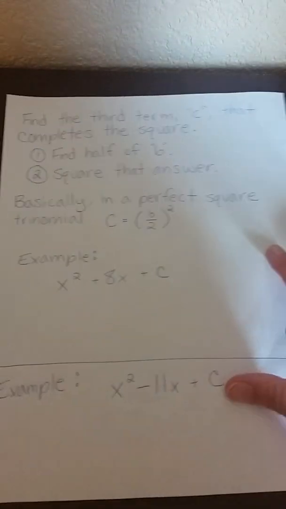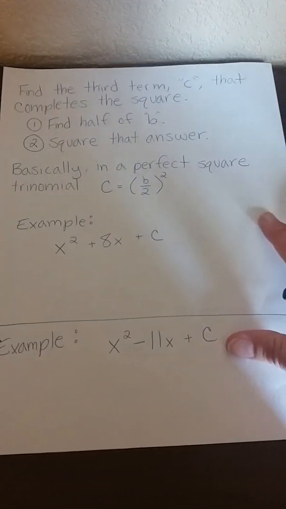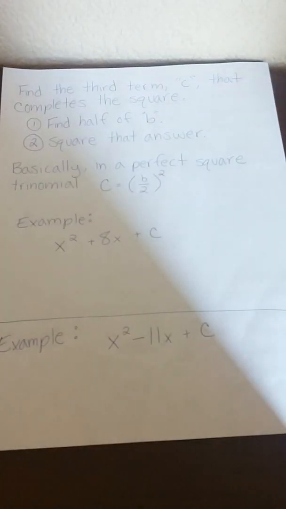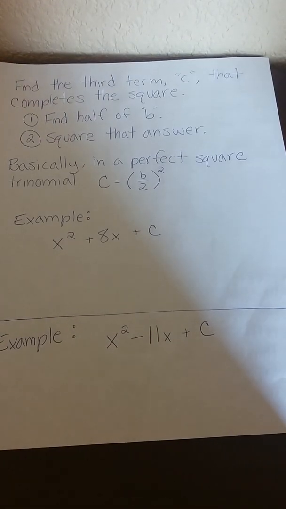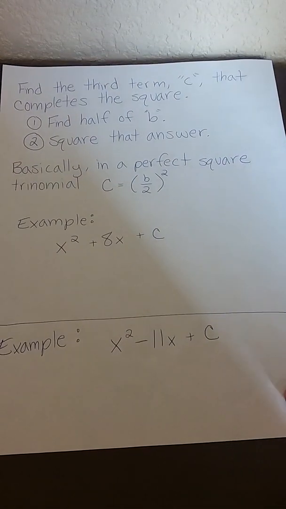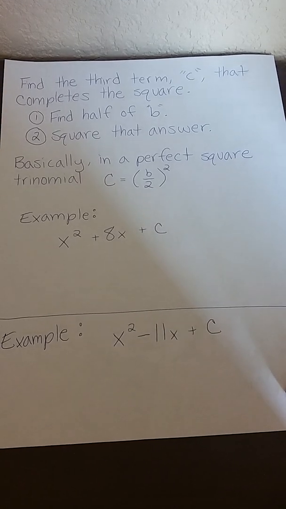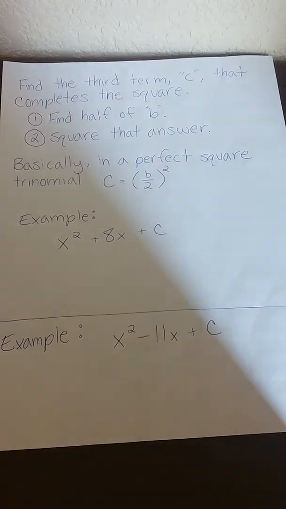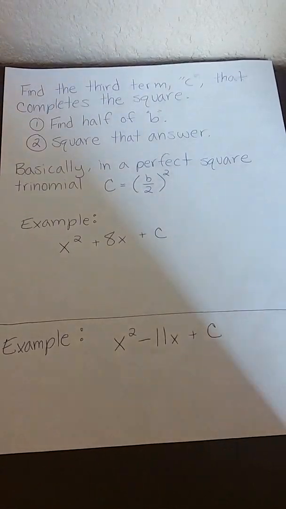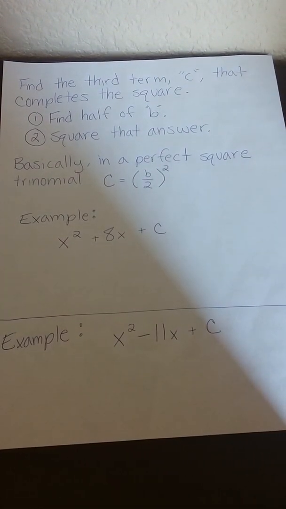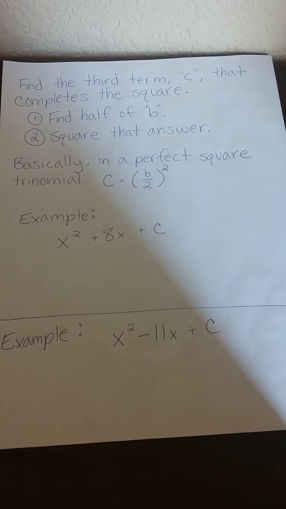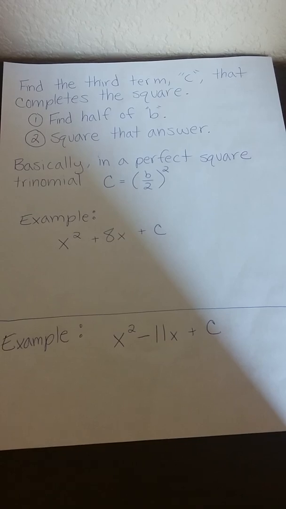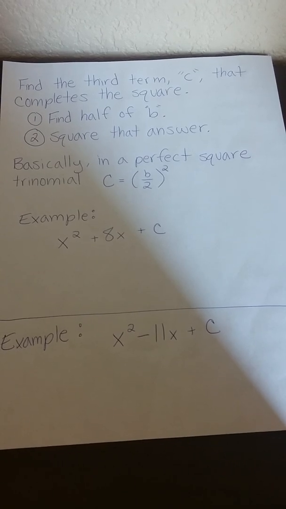So if we look, completing the square involves finding a third term, c, that completes the square, that turns your expression into a perfect square trinomial. And to do that, you follow two steps. The first step, you find half of b. Then the second step, you square that answer. Basically, in a perfect square trinomial, c is the quantity b divided by 2 squared.